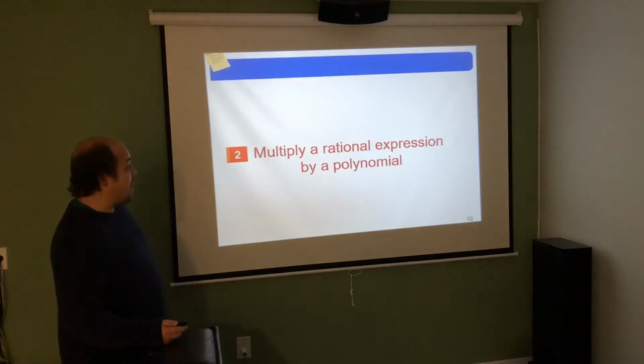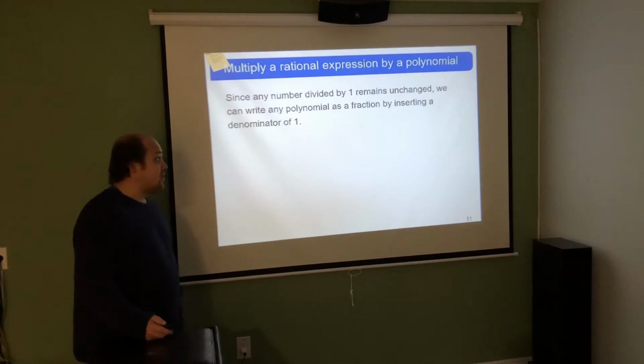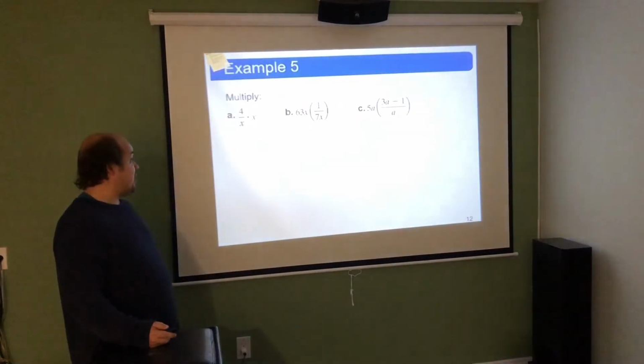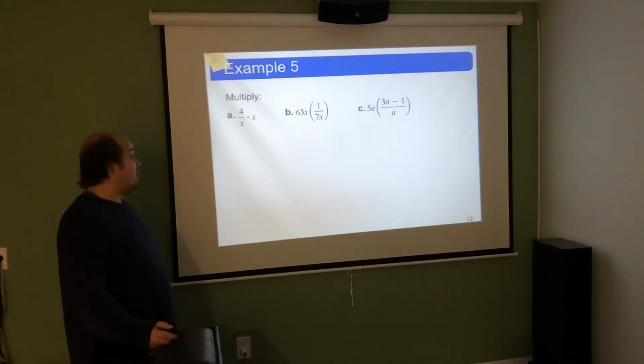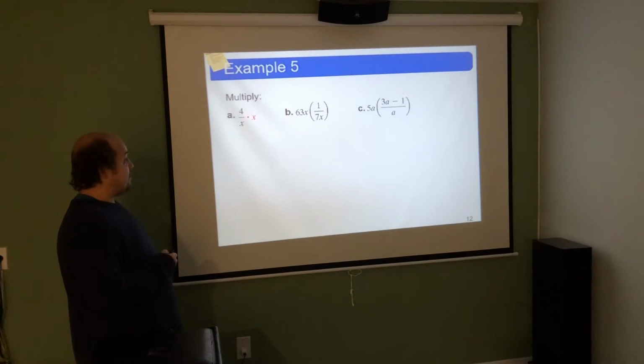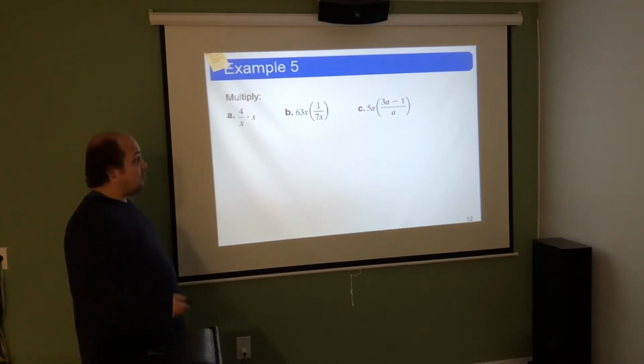When we multiply a rational expression by a polynomial, basically what that means is we're multiplying something that's a fraction by some other term. So here we're multiplying 4 divided by x. Here we're multiplying 63x by 1 over 7x, and here we're multiplying 5a by 3a minus 1 over a.